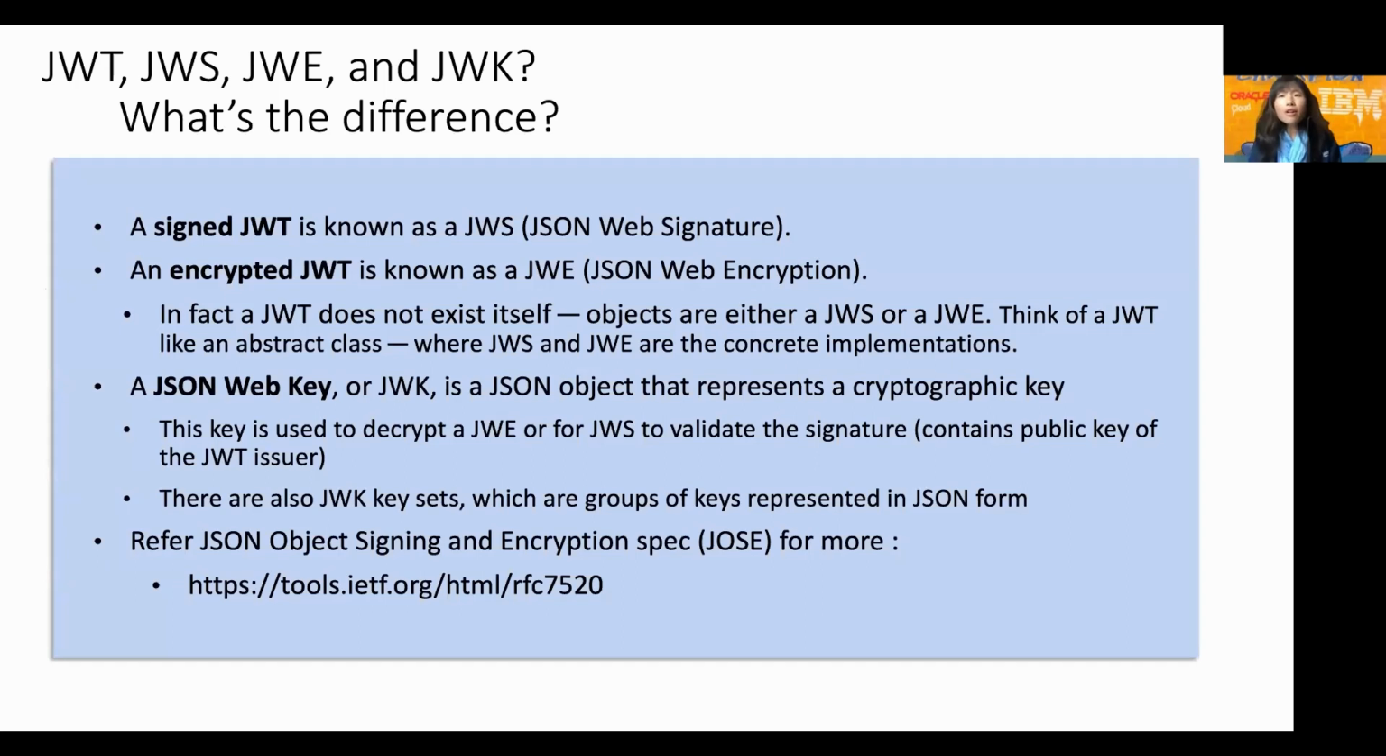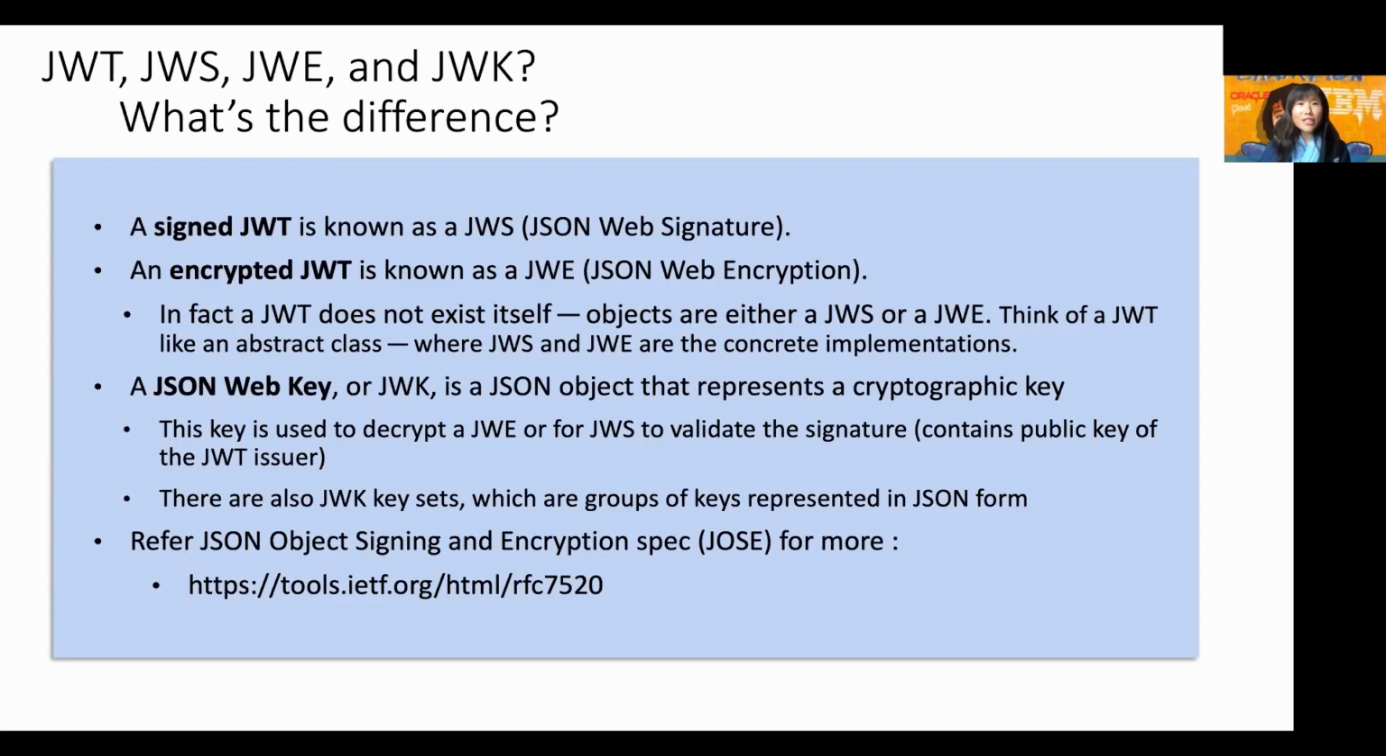You might also have heard a lot of different terms like JWT, JWS, JWE and JWK. So what's the difference? If you think of JWT, it is abstract. It is almost like an abstract class. The detailed implementation is either JWS or JWE. JWS is a signed JWT, and it is widely used. Most of the time when you talk about JWT, it is JWS. And JWE is an encrypted JWS.